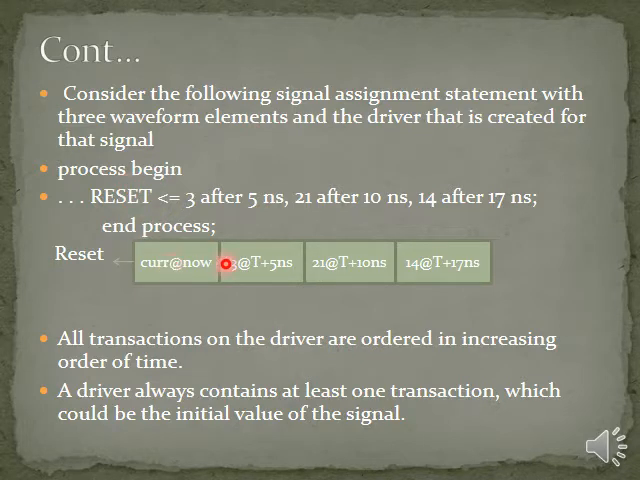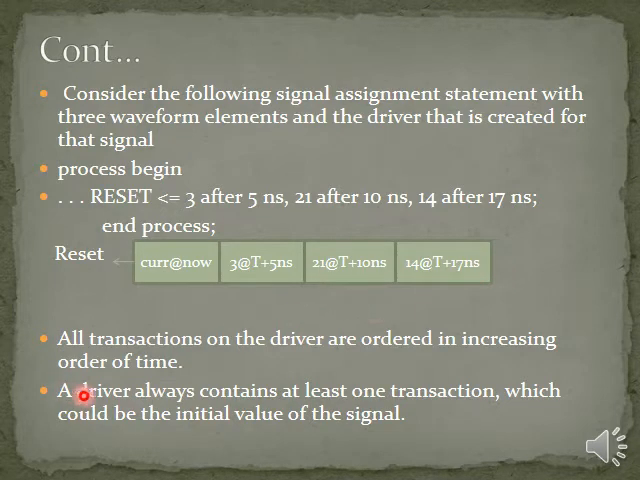Okay, how are you going to see the driver signals in this way? Current at now, and 3 at t plus 5 nanoseconds, 21 at t plus 10 nanoseconds, then 14 at t plus 17 nanoseconds. Okay, and here you see all transactions on the driver are ordered in increasing order of time. That is the one important thing you should notice. So all the transactions of the drivers are ordered in increasing order.